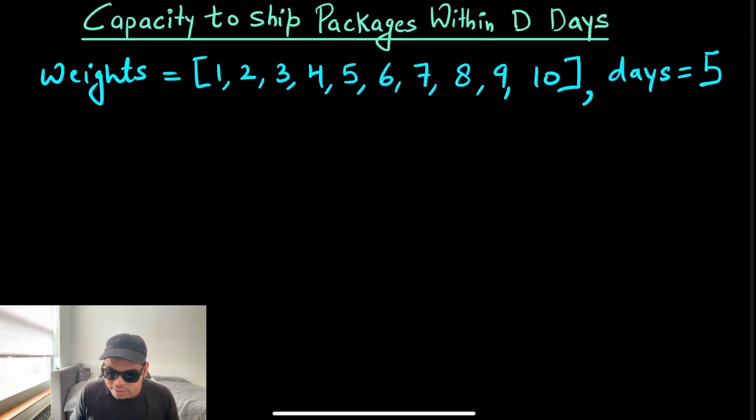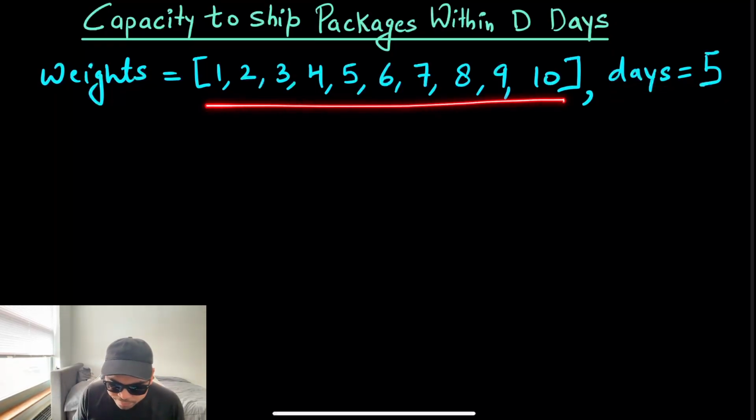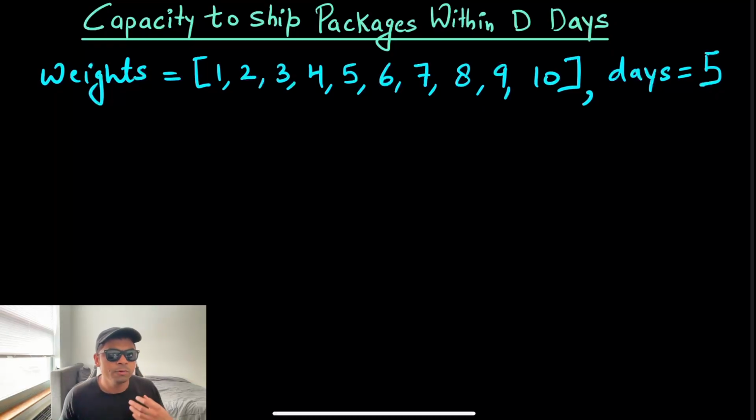So in this first example, in 5 days, we have to ship all of them, and we need to find out what should be the minimum capacity of the ship, so that we utilize all the days, 5 days, and choose the minimum capacity to basically load that number of packages into the ship. It's not the number of packages, it's the total weight of the packages. That's what the capacity is about.